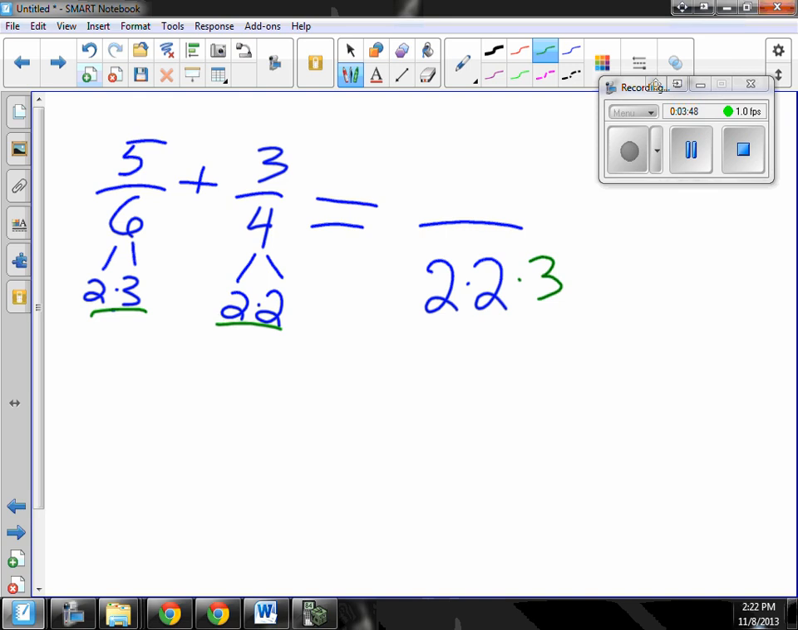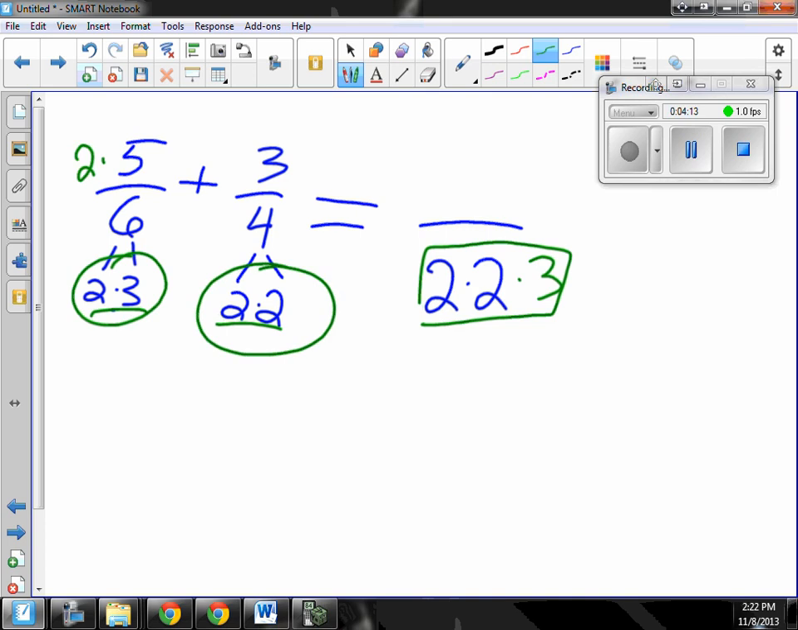Okay? Well, if I look at this denominator, what is it missing according to my common denominator? What does the common denominator have that that side does not have? A second 2. So I times this by 2. All right? What is this one missing? A 3. So I times this by 3, which is 10 plus 9 is 19 over 2 times 2 times 3 is 19/12.